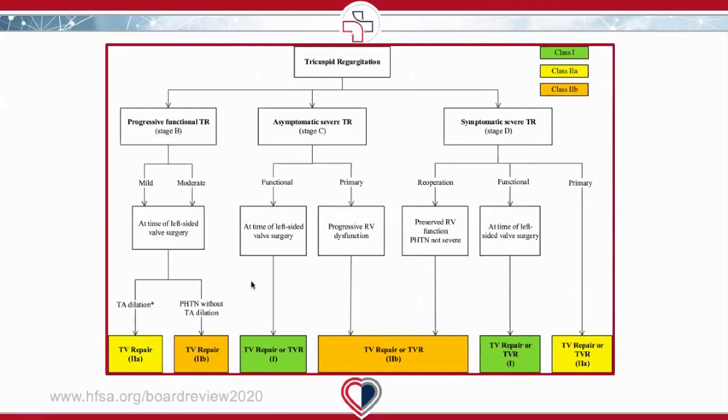So indications for tricuspid valve surgery, really just if you're undergoing left-sided valve surgery, if you're in there, a lot of surgeons will put a ring on it. This is level of evidence C. This is the only class 1 indication for tricuspid valve repair in the guidelines.